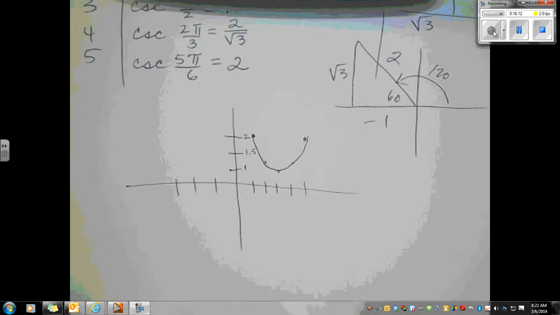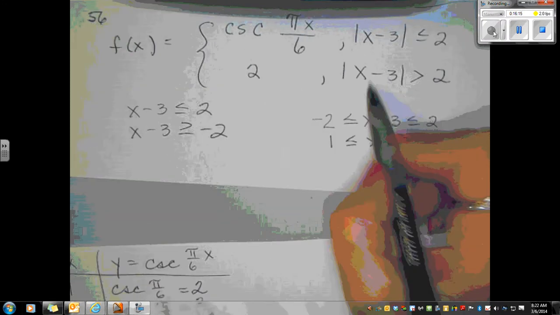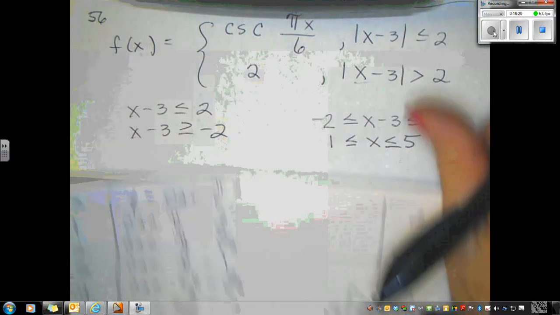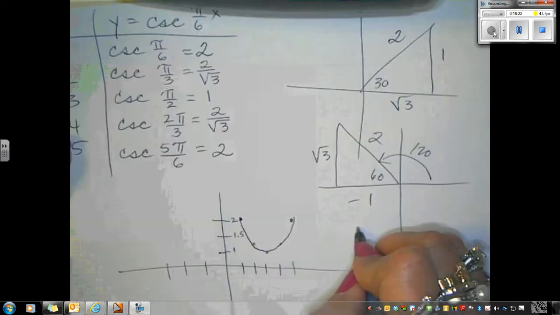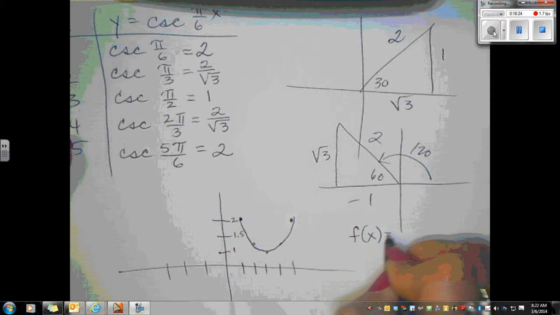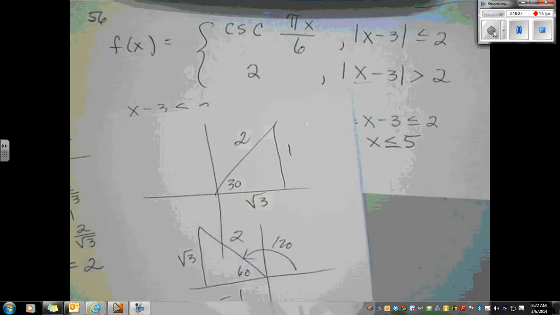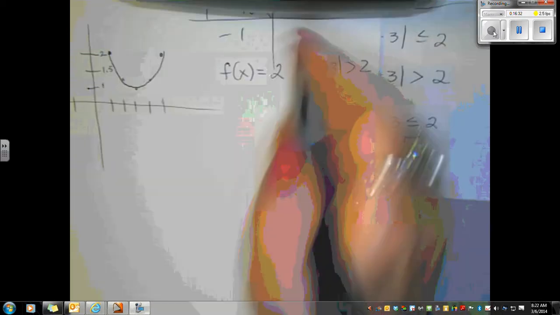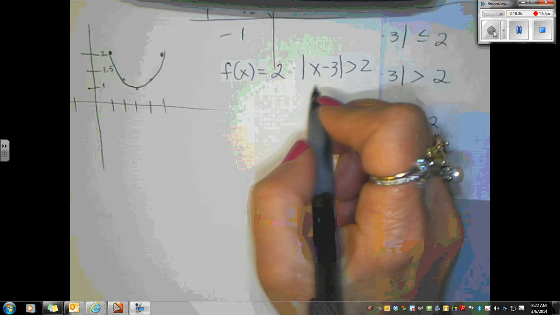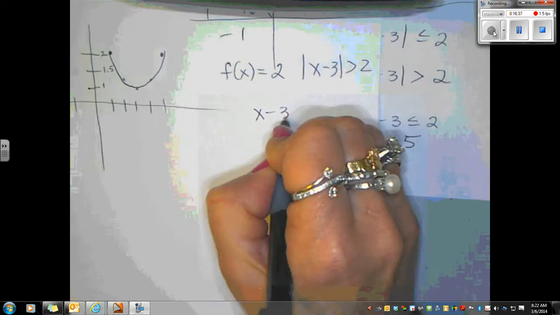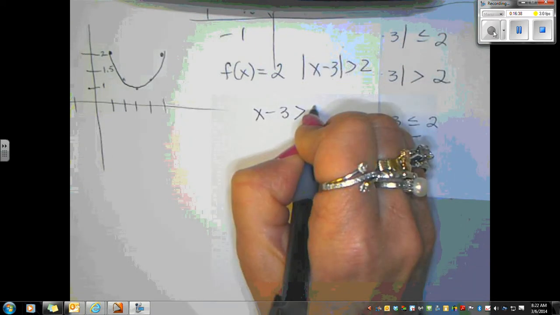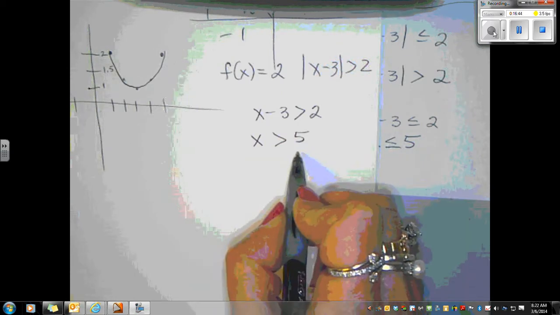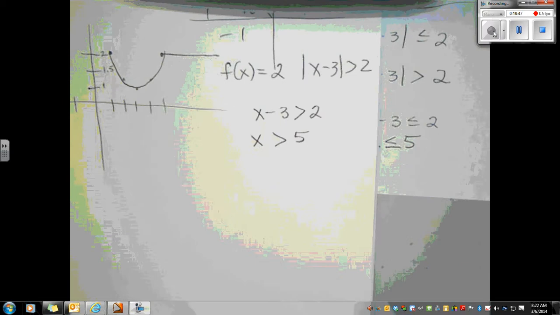All right, now, what happens for the other part? Well, we have f of x equals 2 when what? The absolute value of x minus 3 is greater than 2. Okay, so now, how do you do this? This guy, x minus 3 is greater than 2, so x is greater than 5. So when x is greater than 5, I am at 2. So it will be a line going like that.